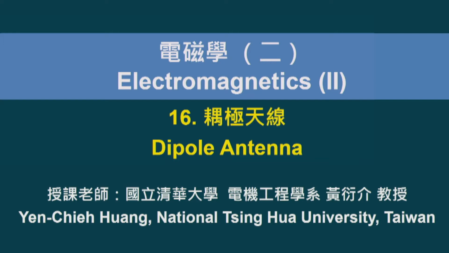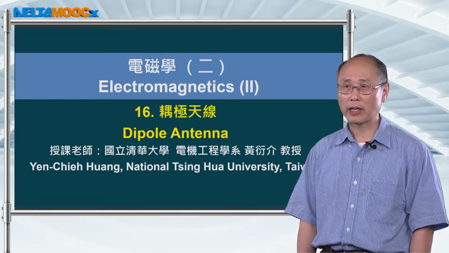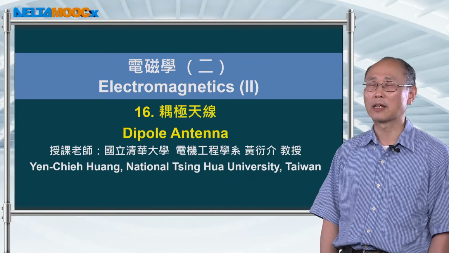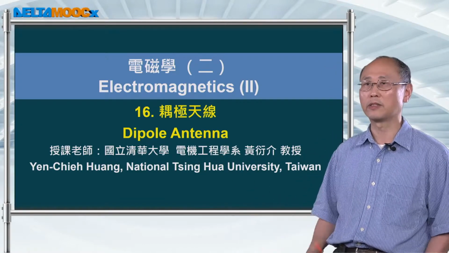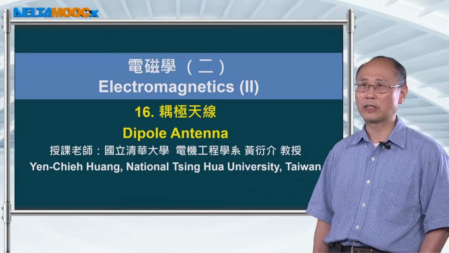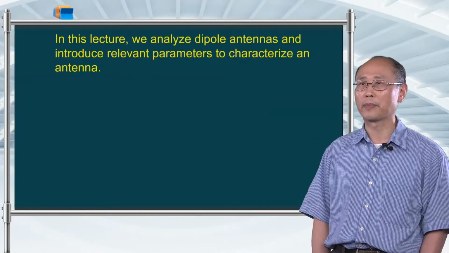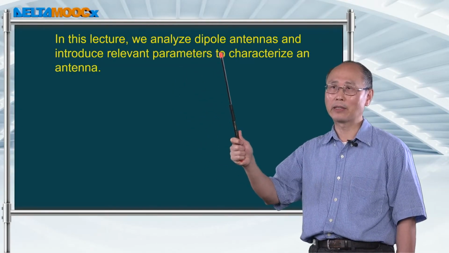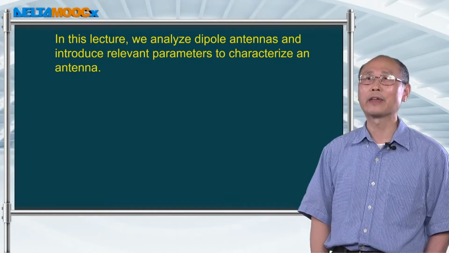大家好，我是清华大学电机系黄颖健。之前我们介绍了waveguide，介绍了resonant cavity，但是今天我们在这个第16个章节里头，会介绍一个新的元件，叫做antenna，也就是天线。但是在这一章里头我们介绍天线还是最基本的，叫做dipole antenna。So in this lecture, we're going to analyze dipole antennas and also introduce you a few relevant parameters to characterize an antenna.